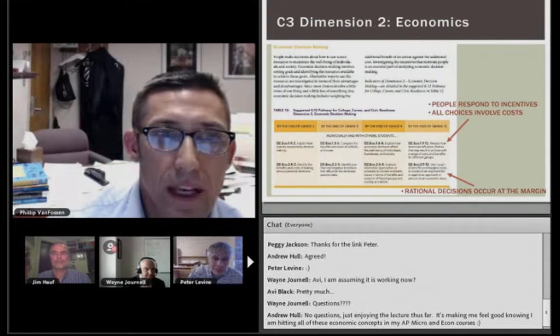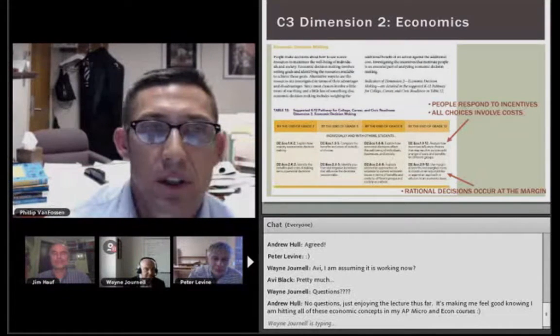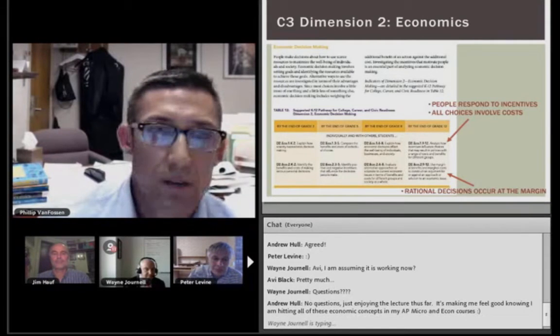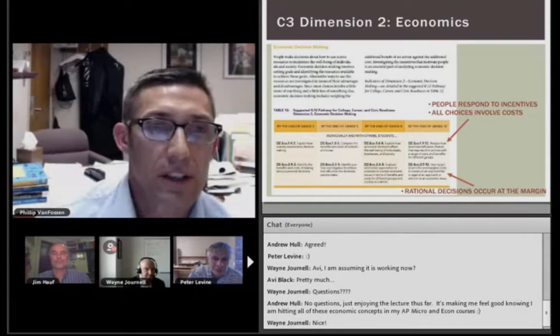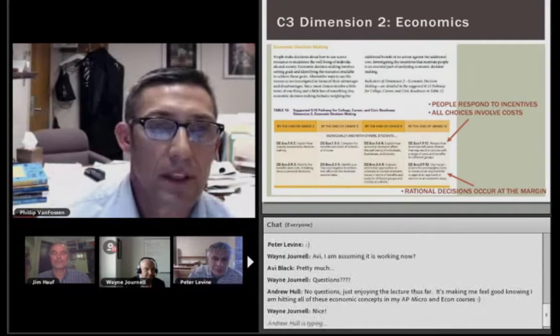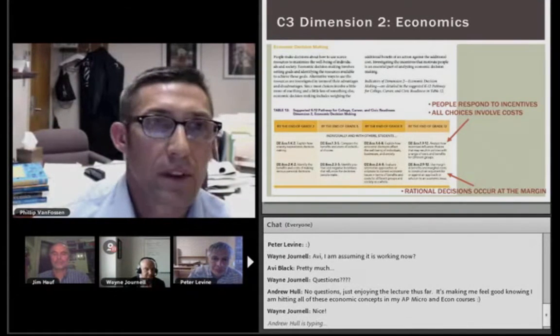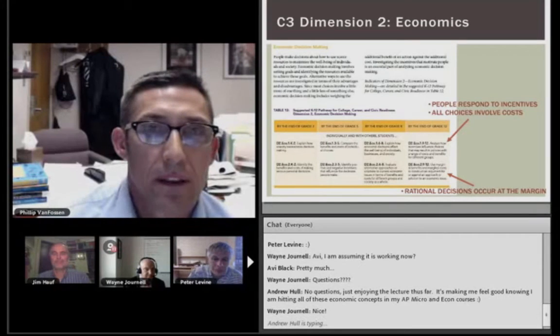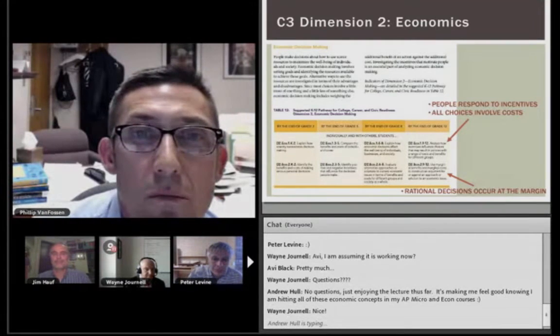At least three or four of those tenets that we looked at: people respond to incentives, all choices involve cost, rational decisions occur at the margin. These are present here. So there's a nice overlap here, an alignment of the economic way of thinking with the first of the four pathways.